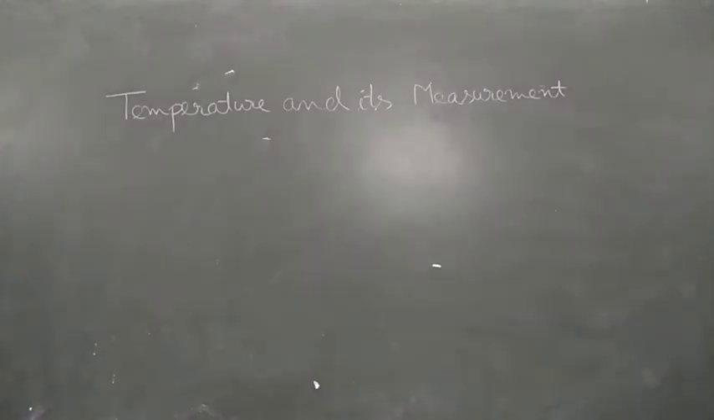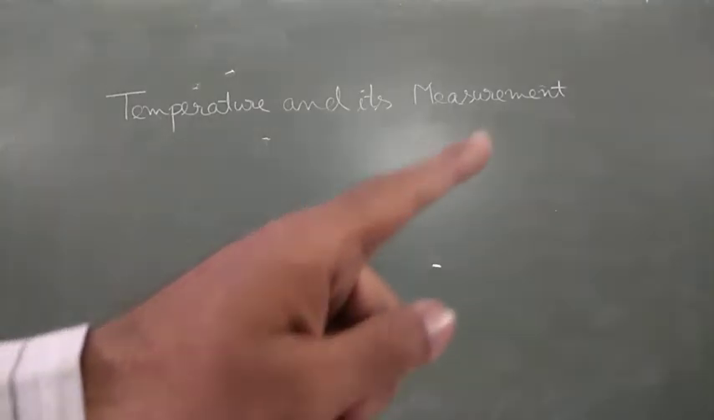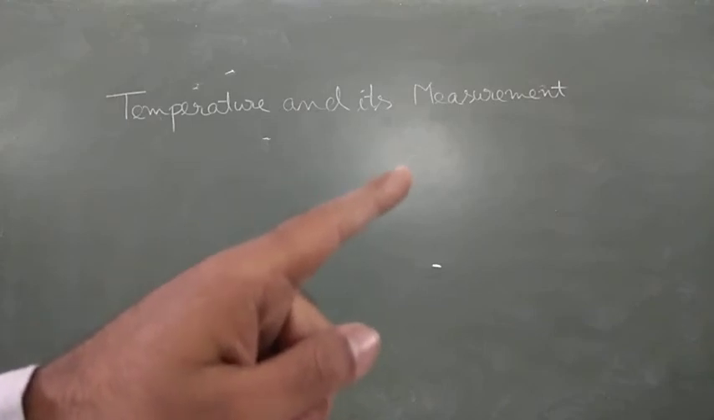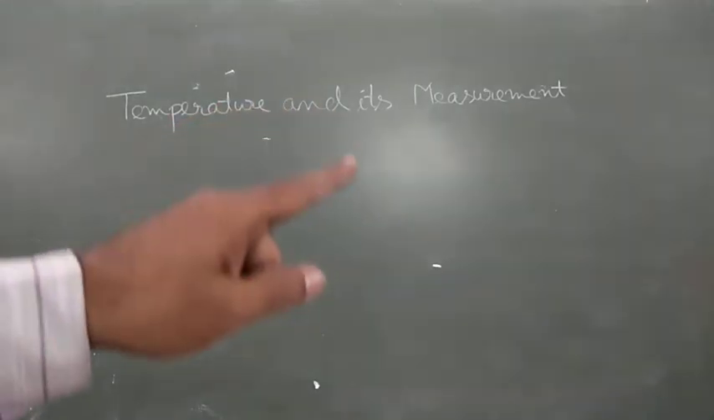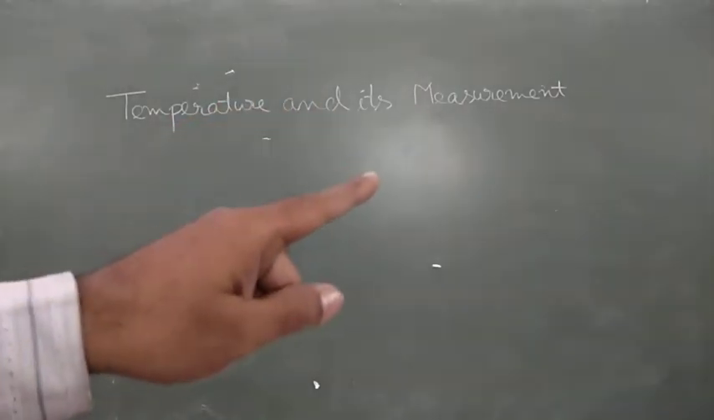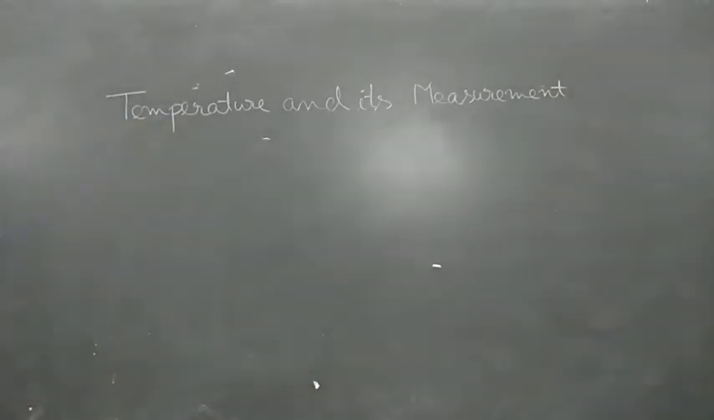Hello students. As you are observing on the screen, it is written there: temperature and its measurement. As I discussed in many videos, again I am saying that this part is a reflection of a tube light placed just in front of the board. So please avoid this one. I am also avoiding writing anything on this area. So let's start. Today's topic is temperature and its measurement.